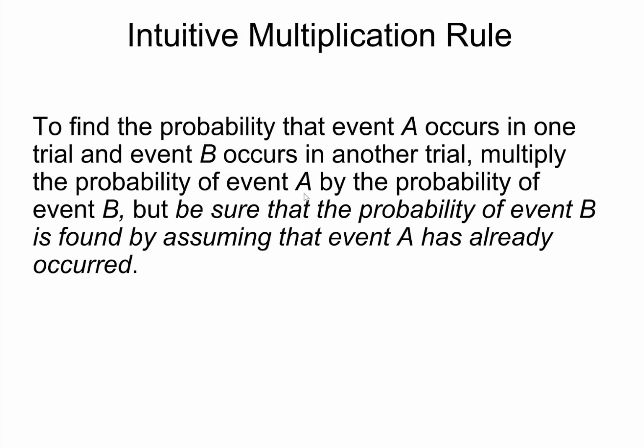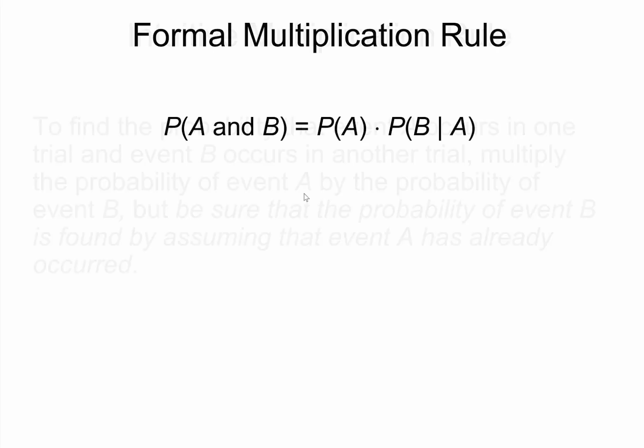To find the probability that event A occurs in one trial and the probability of B in another, multiply the probability of A by the probability of B, but be sure that when we figure out the probability of event B, we assume that event A has already occurred. And that leads to the formal multiplication rule. The probability of A and B is equal to the probability of A times the probability of B given A.